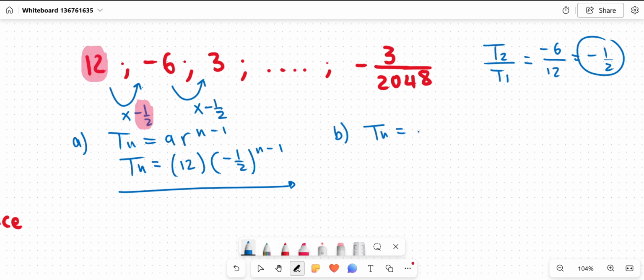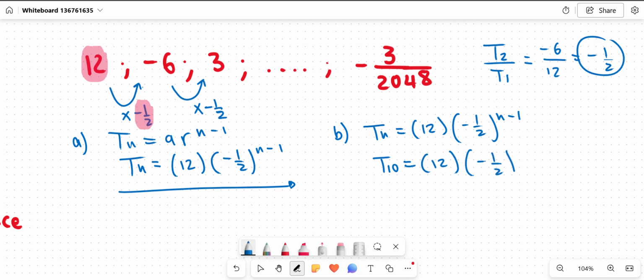So let's first write our formula, the one we just found: negative 1 over 2 to the n minus 1. And now wherever I see n, I'm going to substitute the 10 as my n because we're looking for the 10th term. So if you substitute all of this into your calculator, you should get negative 3 over 128. So that's the 10th term of the pattern.